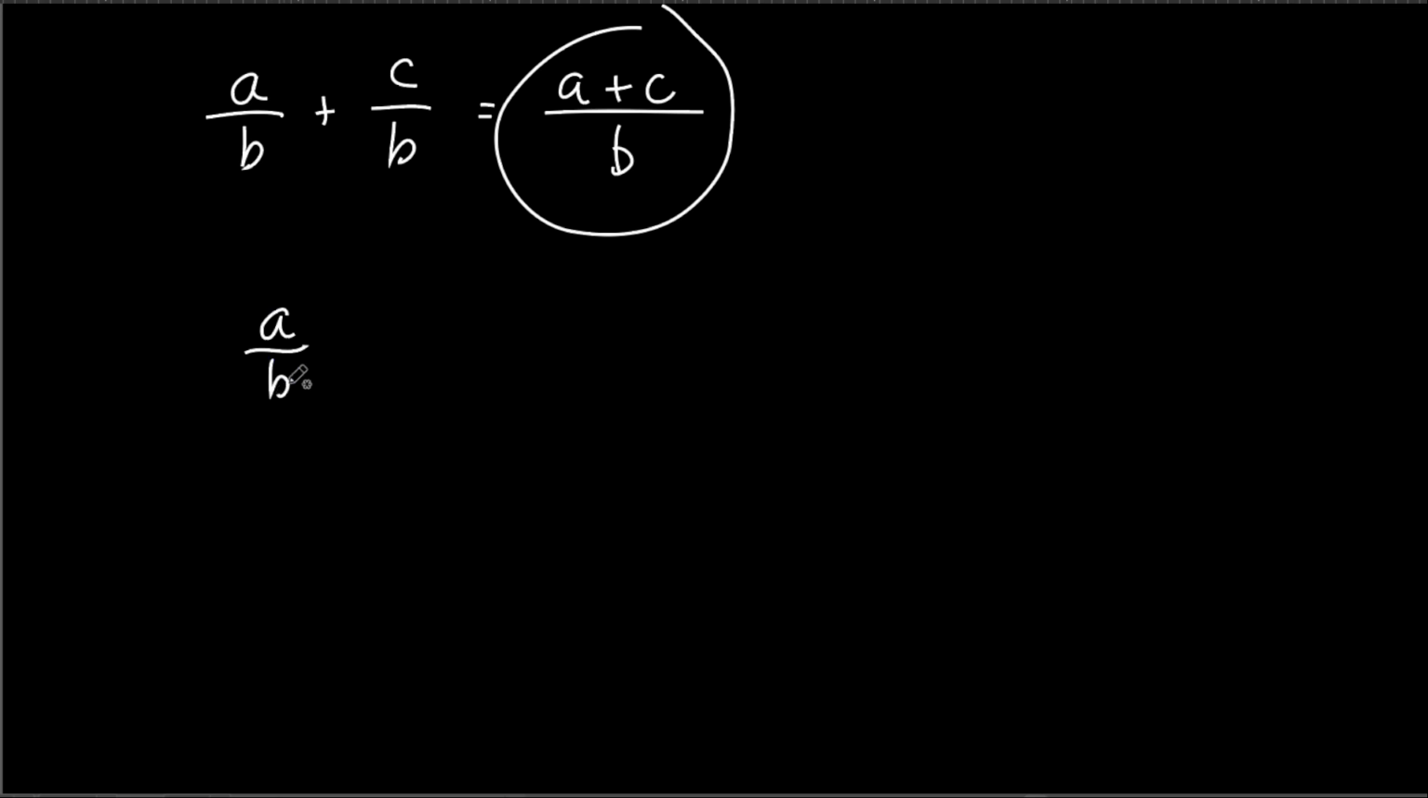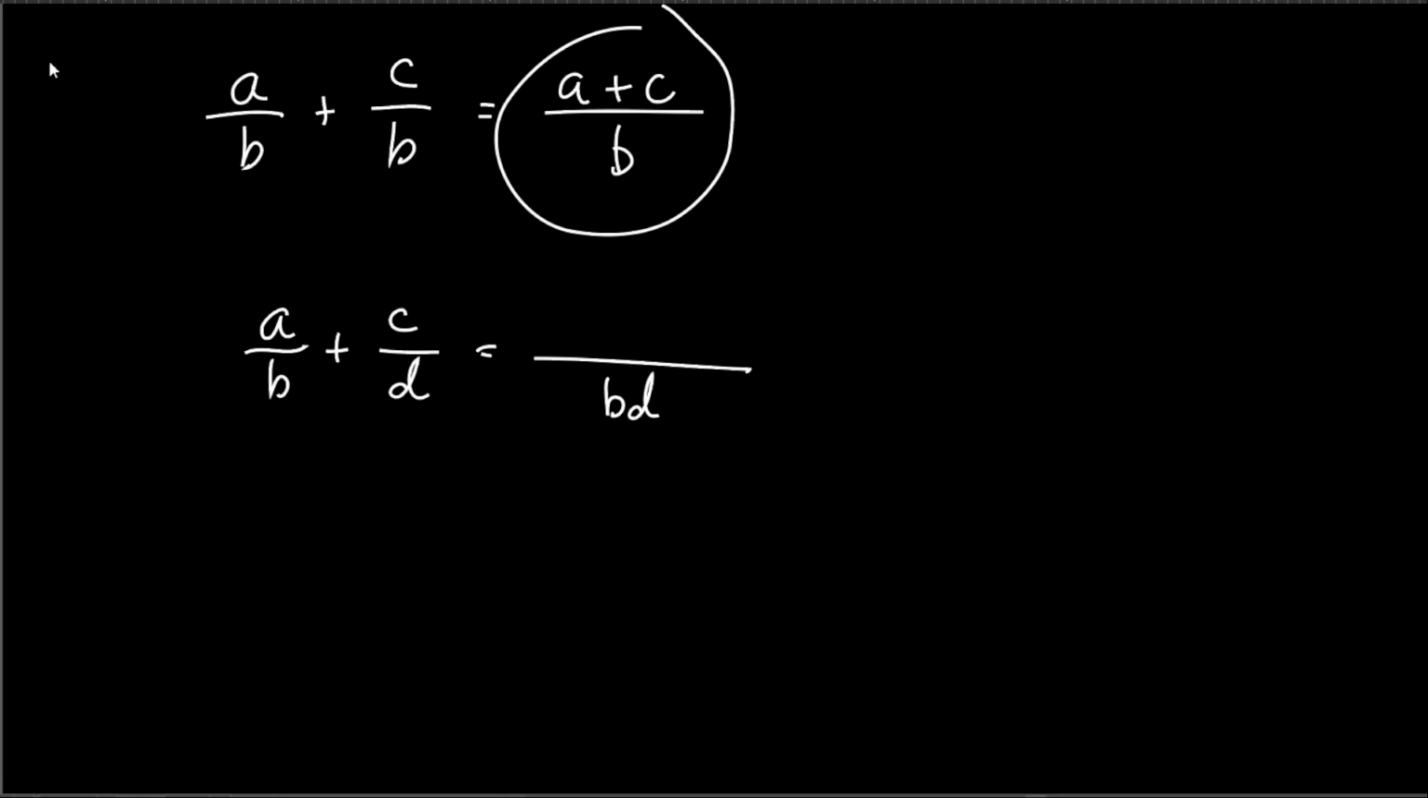What if I did this? A over B plus C over D. Do I have a common denominator? I do not. I've got to find one. What's an easy way to find a common denominator? Just multiply them together. I've got a B here and a D here. How can I find the least common multiple? I just multiply the two things together. That means D will divide into it and B will divide into it. So BD is my common denominator.